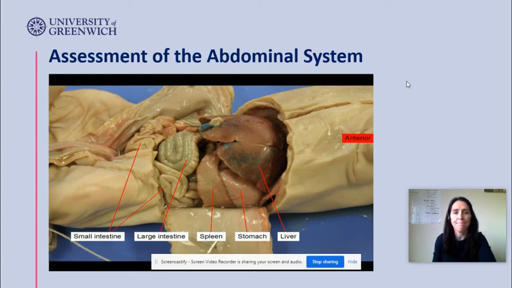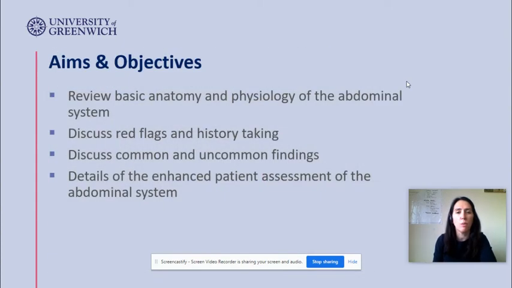Okay, so today what we're going to do, the usual thing, is have a quick look at the A&P, remind yourselves about it. We're going to look at red flags and the history taking. Just so you know, in the abdominal system, the history taking is absolutely vital. So if abdominal is your OSCE, I want you to be spending at least 15 minutes on history taking. There's so much to ask. We'll come on to that with some beautiful pictures anyway.